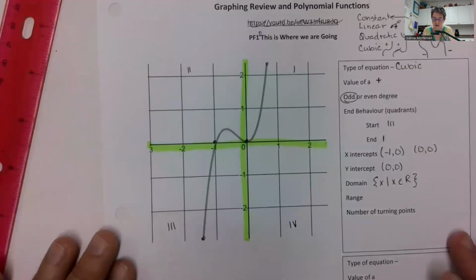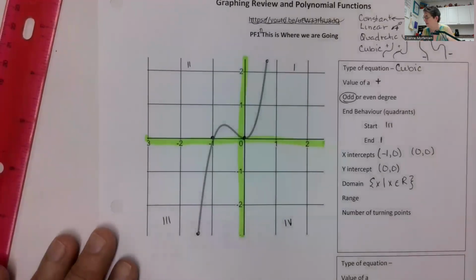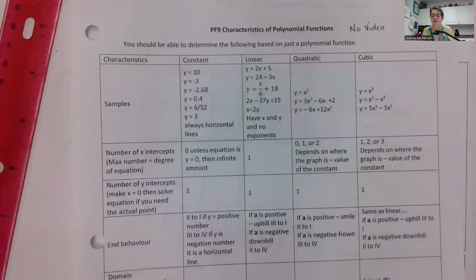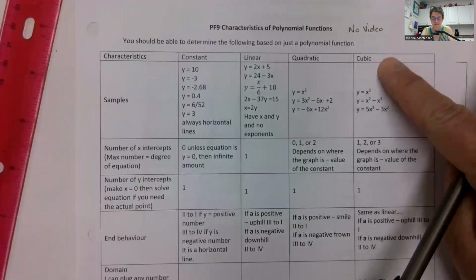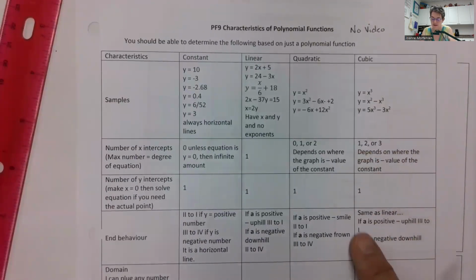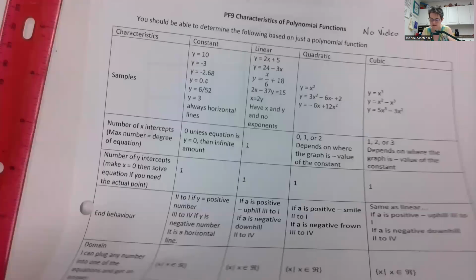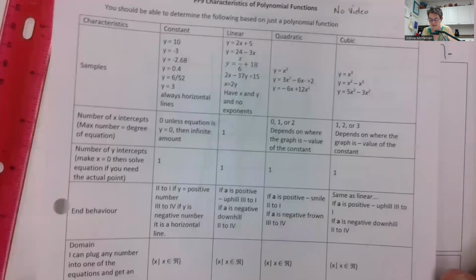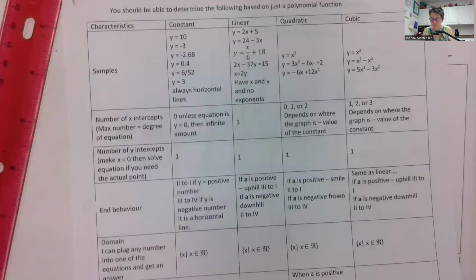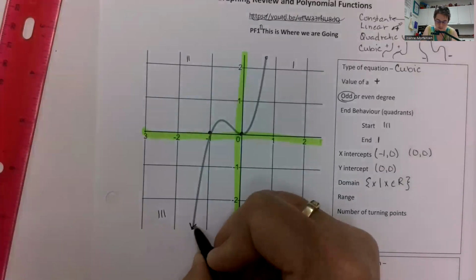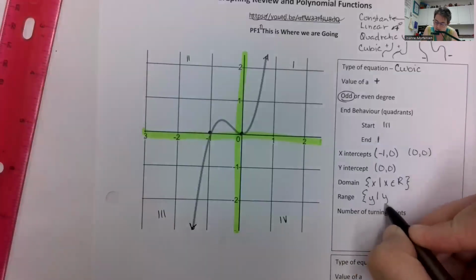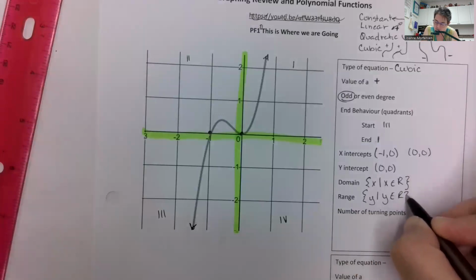Okay, what else we got? My range. Oh, well, you know what? I have my form here. I might as well look. That's the joy of this. So we said it's cubic, 2 x-intercepts, which we had, 3 to 1, and my range is y such that y is an element of real, because it keeps going. It keeps going down this way, and it keeps going up that way. Y such that y is an element of real.